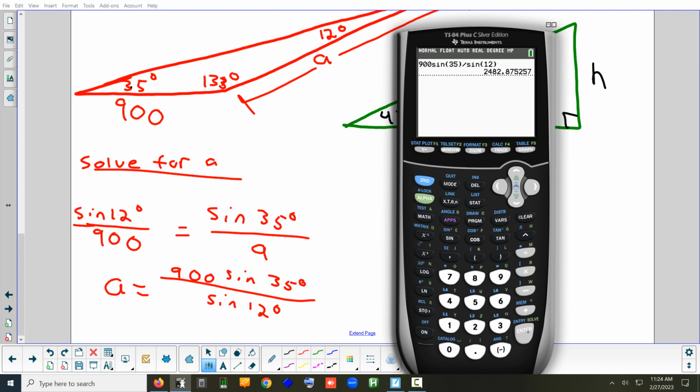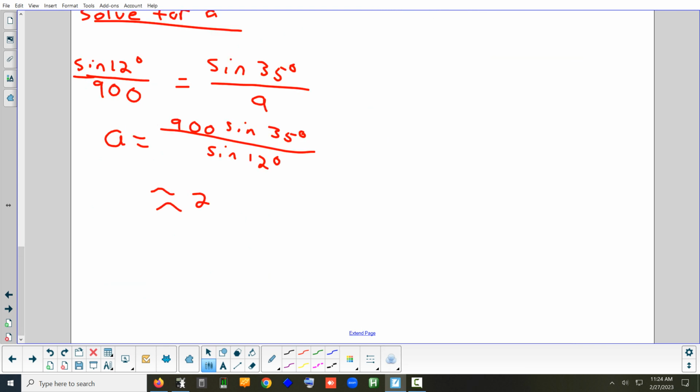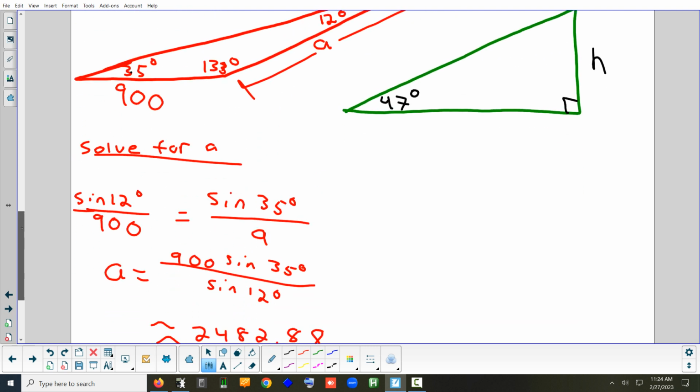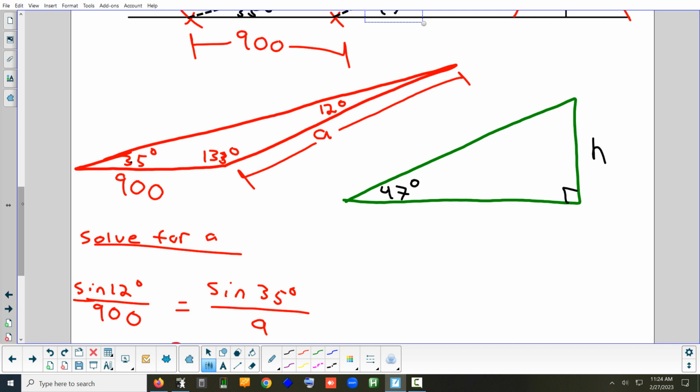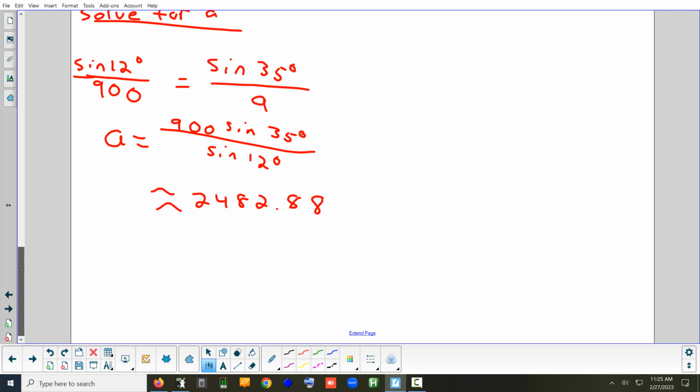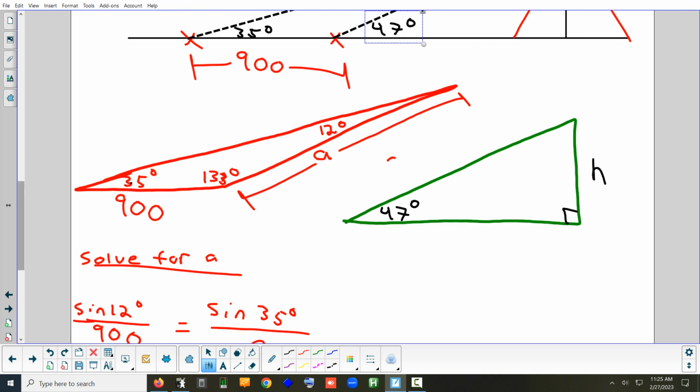Okay, so A is 2,482.88. Okay, great, that's A. Now, A is the side across from the 35 in the red triangle. But what is A in the green triangle? It's the hypotenuse. So the whole reason we didn't work with the green triangle right away is because we didn't know any sides in it. Well, now we do. We know the hypotenuse of the green triangle is 2482.88. Now you have plenty of information to solve for the height.